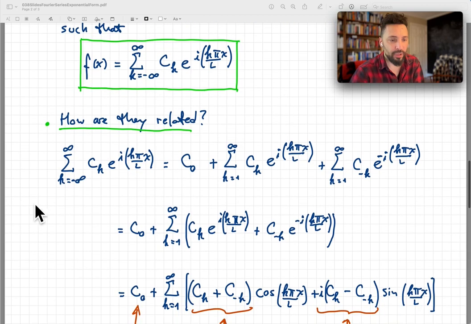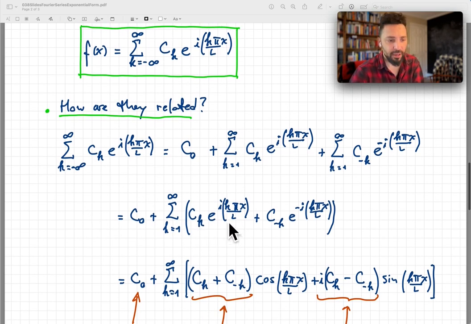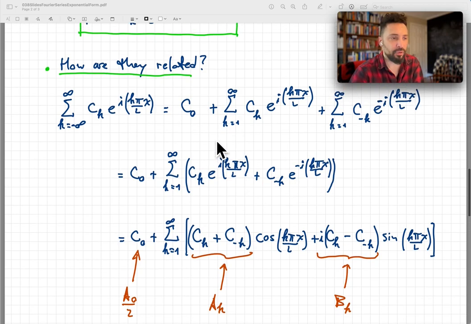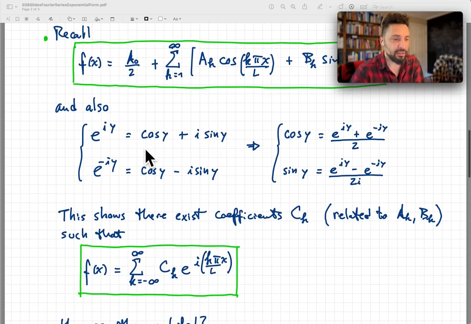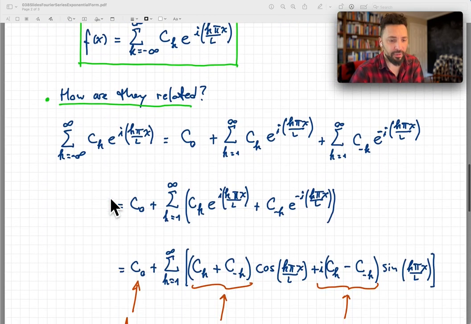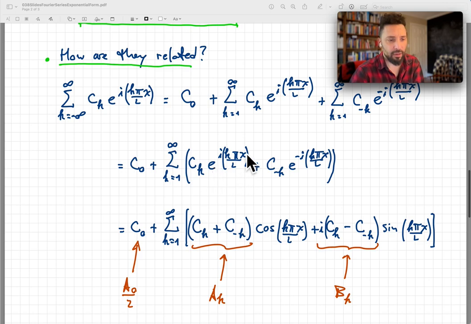And now we can combine these two terms as a single sum from k equals 1 to infinity. And we have ck e to the i k pi x over L, and c minus k e to the minus i k pi x over L. Now that's nice because we can take this exponential and this one, and we can use our Euler identities to write down what they are. And then we can return to cosines and sines. And if you do that, you're going to get a cosine and a sine from this, and a cosine and a minus sine from this.